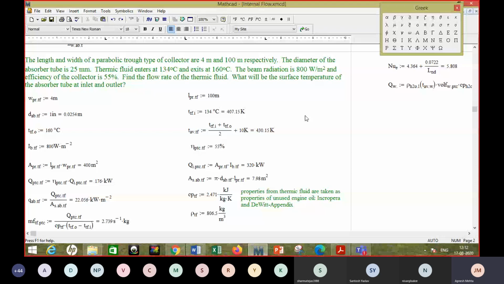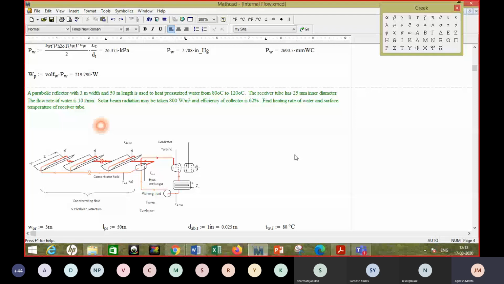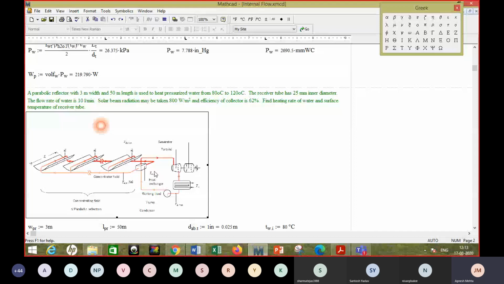Okay, so before going back to this problem, I thought it might be a good idea to show you a video on the parabolic trough type of collector. This image or picture has been shown to you, and this should be more or less making the idea of this type of collector clear in your mind.